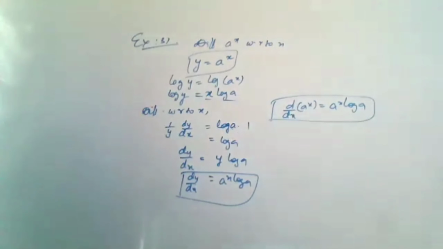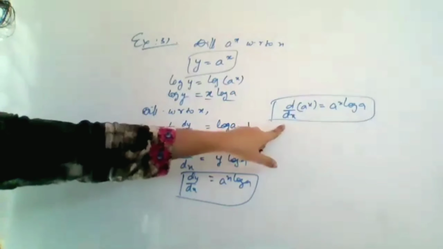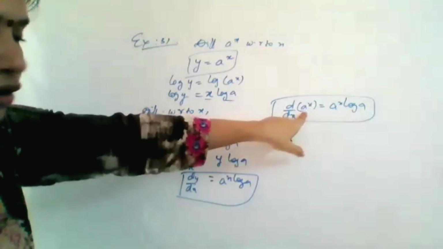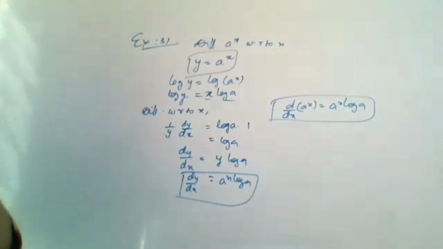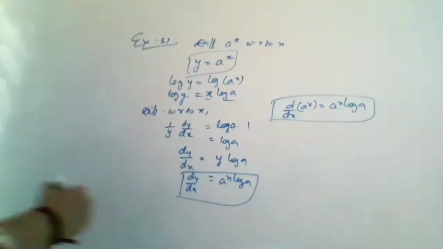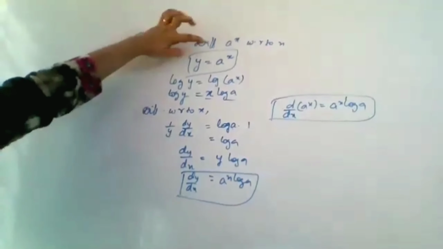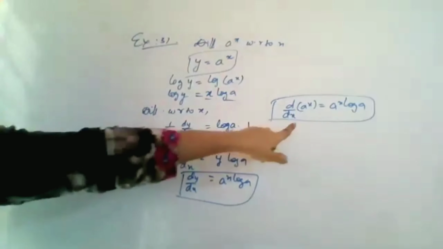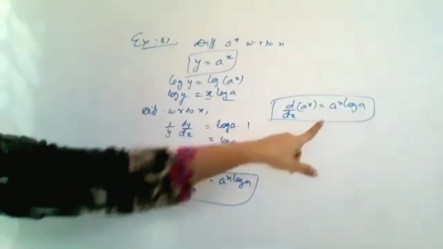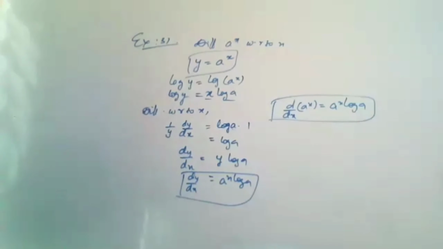Okay. For integration, you would have studied that integration of a raised to x dx is a raised to x by log a. There it comes in the denominator. Okay, this is clear. D by dx of a raised to x is a raised to x log a. That means in problems, if you are getting this term, you can directly write the derivative of a raised to x as a raised to x log a. Okay.